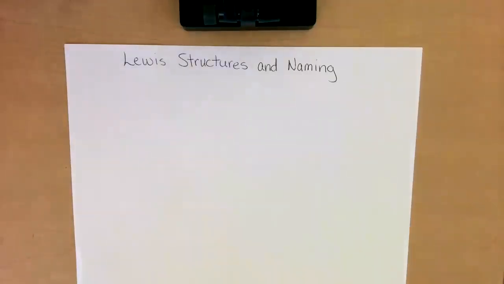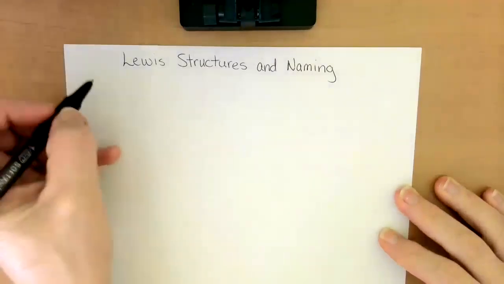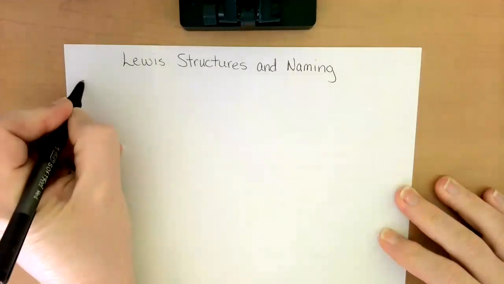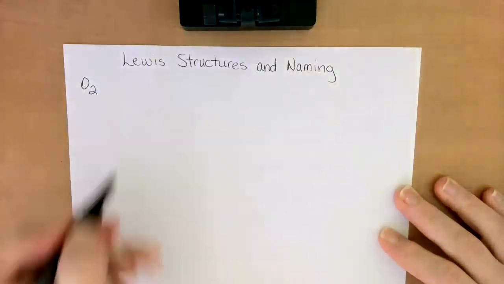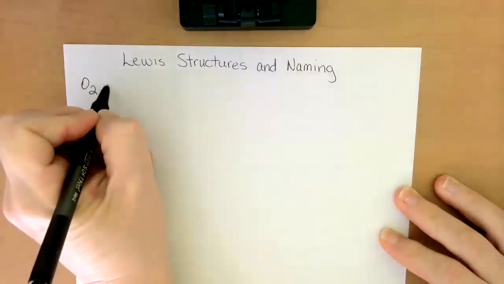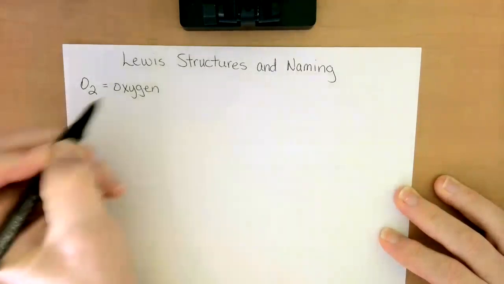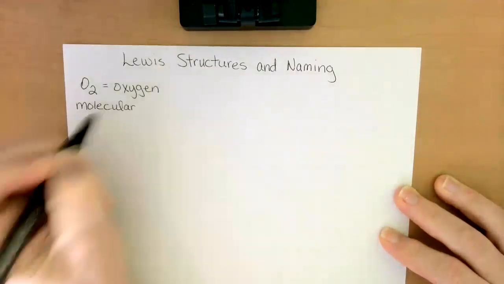In this video, I'm going to draw several Lewis structures and name the molecules, starting with O2. The name for O2 is simply oxygen. It is sometimes known as molecular oxygen or oxygen gas.